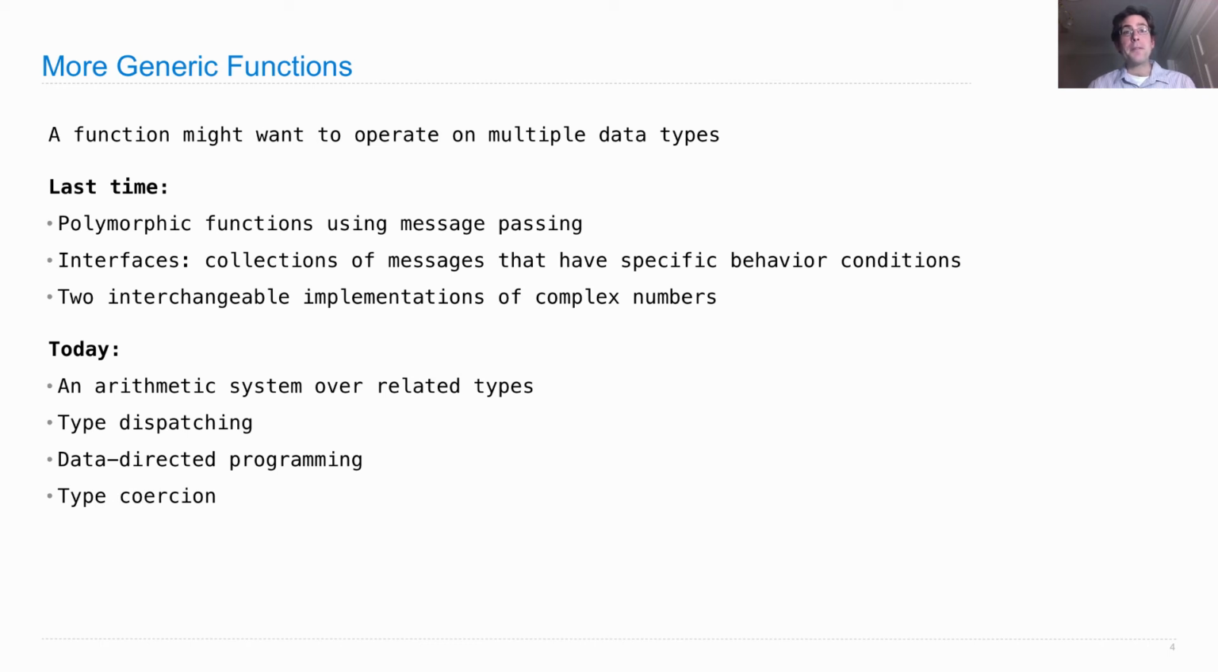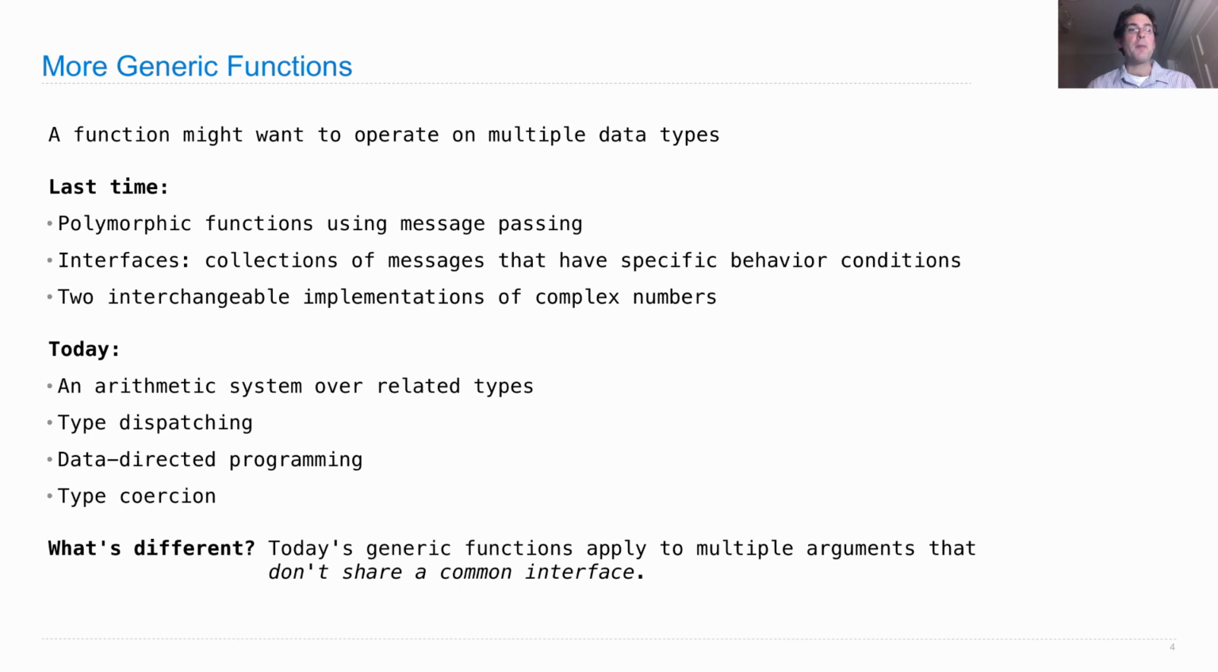So these are all just different ways of implementing generic functions, functions that operate on multiple data types. So I'm just giving you a grab bag of useful approaches because there's no one right way to do it. So what's different about today from last time? Well, today's generic functions are going to apply to multiple different arguments. So we're going to think about functions that take multiple inputs, and those inputs don't necessarily share a common interface. What do we do? Well, we could use these other techniques instead.